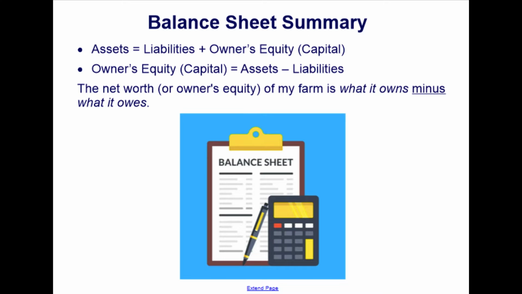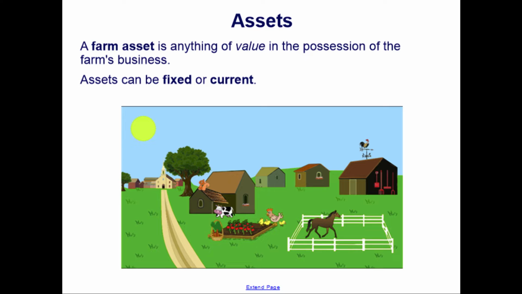Assets equal the liabilities plus owner's equity. Owner's equity equals assets minus liabilities. The net worth, or the owner's equity of my farm, is what it owns minus what it owes. Assets. A farm asset is anything of value in the possession of the farm's business. Assets can be fixed or current.